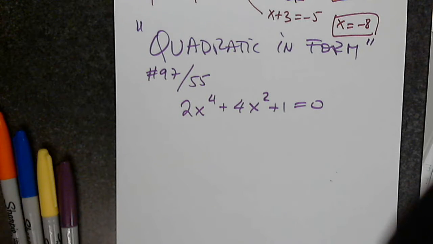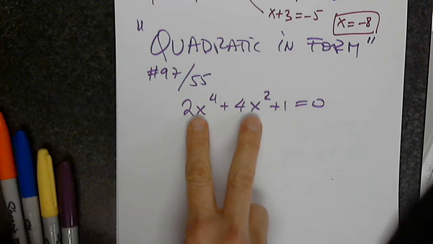Degree 4. How can it be quadratic? It cannot be quadratic. It's degree 4. Quadratic means degree 2, period. Degree 2, nothing else. Not 1, not 3, not 4. So it's not quadratic. And why do I say it's quadratic in form?